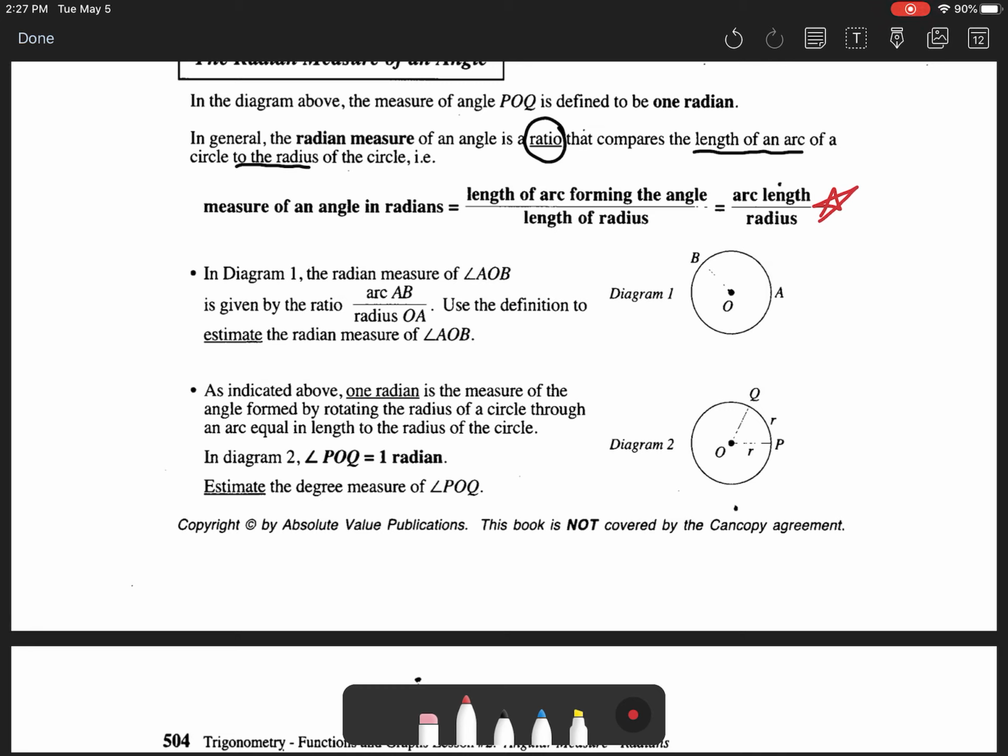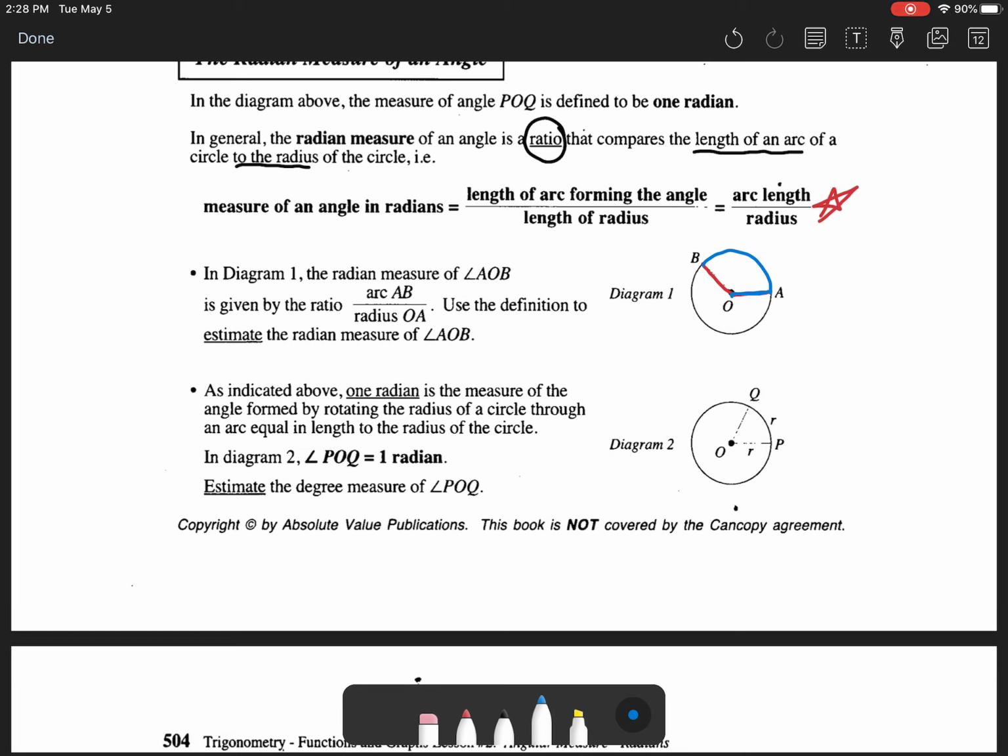Now, in diagram 1 here, the radian measure of angle AOB, so A to O to B. So start at A, you go to O, and then you go up to B. So they're talking about the angle that's created between those 2 radii of the circle, would be the arc AB. So the arc A to B, over the radius OA. So we're comparing those lengths. The length of the arc AB over the radius OA.